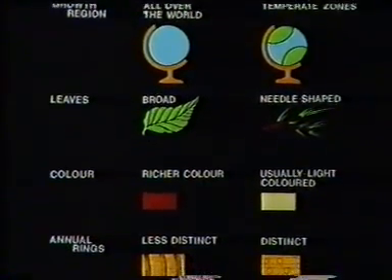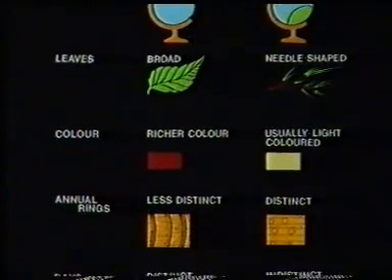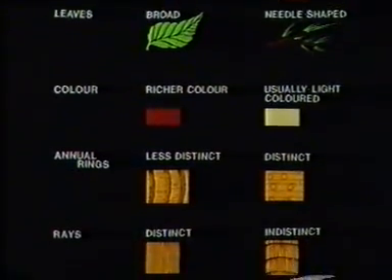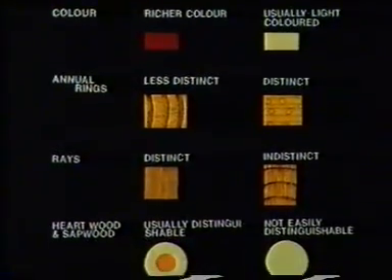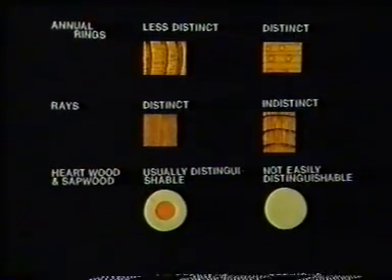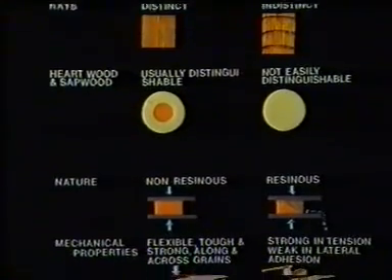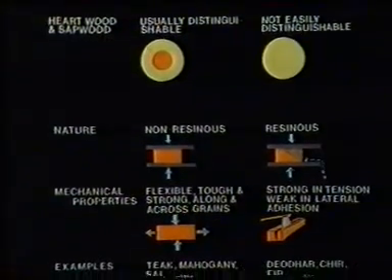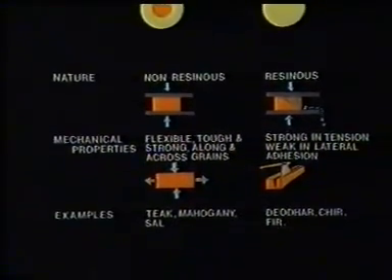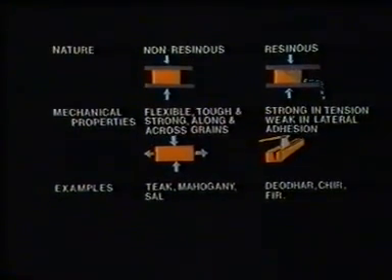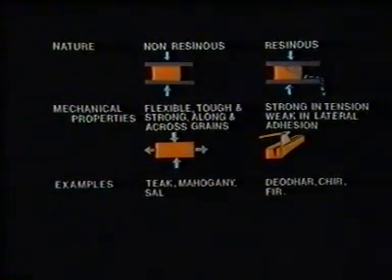There are some major differences in softwoods and hardwoods. Softwoods are typical of temperate regions. Softwoods have needle-shaped leaves, while hardwoods have broad leaves. Annual rings are distinct in softwoods. Softwoods generally have lighter color. Sapwood and heartwood are distinct in hardwoods, and softwoods are weak in lateral adhesion.